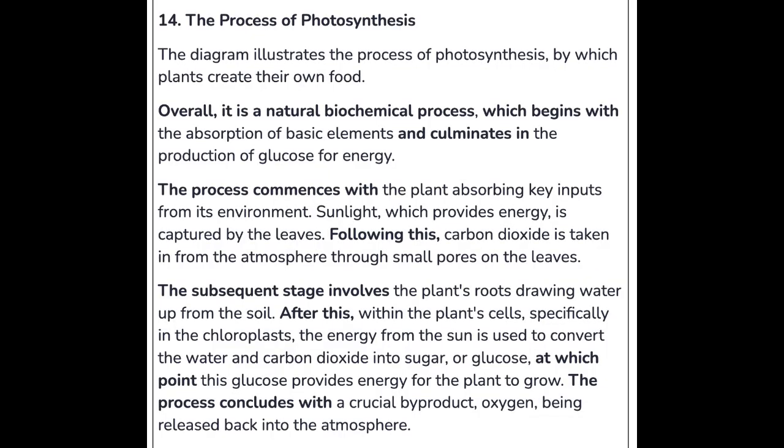The diagram illustrates the process of photosynthesis, by which plants create their own food. Overall, it is a natural biochemical process, which begins with the absorption of basic elements and culminates in the production of glucose for energy. The process commences with the plant absorbing key inputs from its environment.